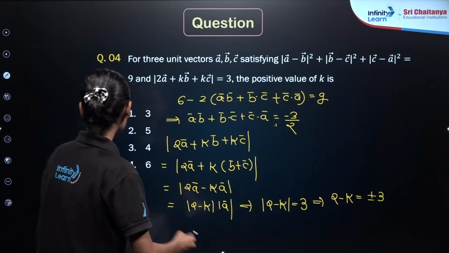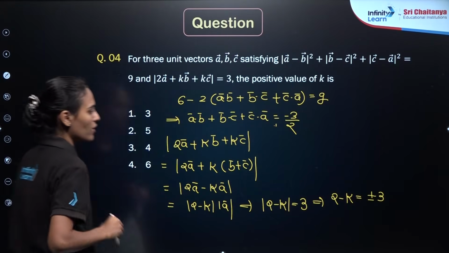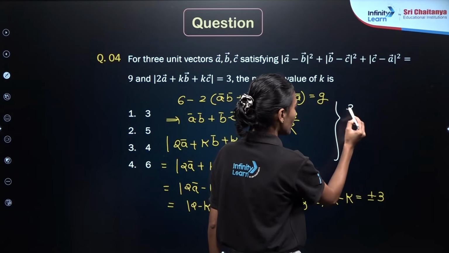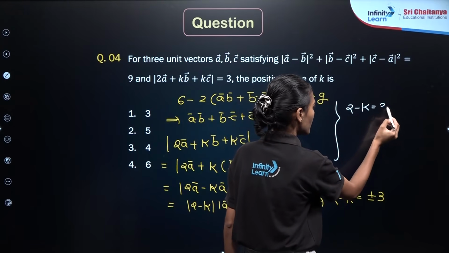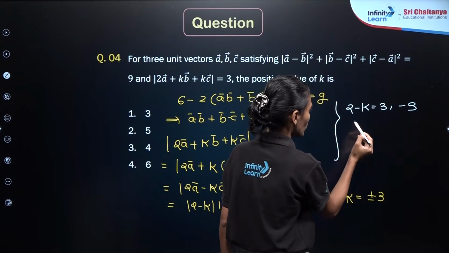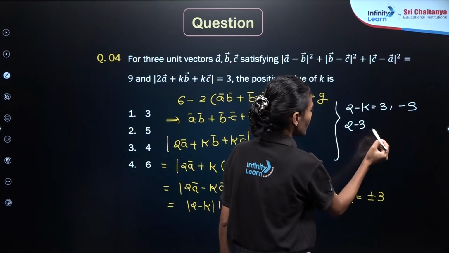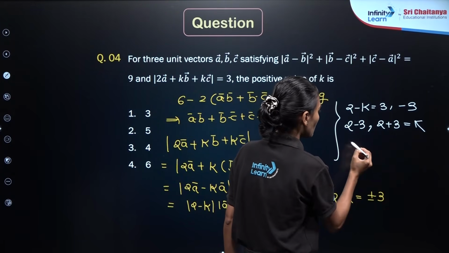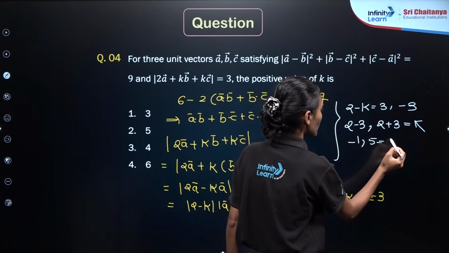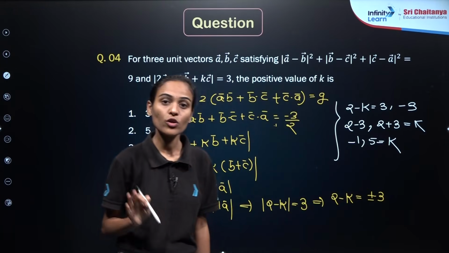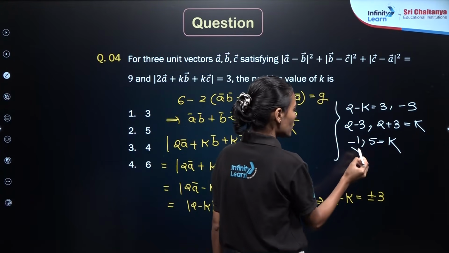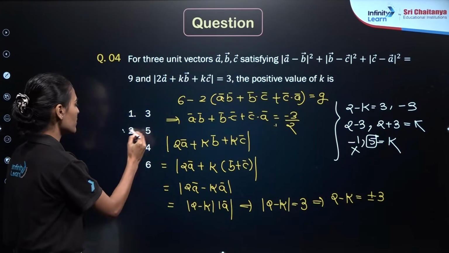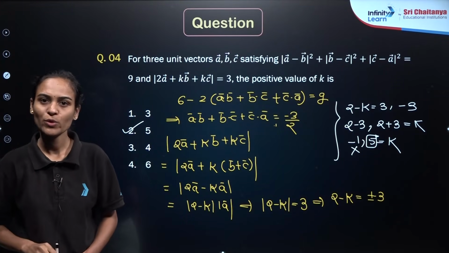Right? Now you separately find what are the possible values. So you will get 2 minus k as 3 and then minus 3. So you will get 2 minus 3 and 2 plus 3 as k. So minus 1 and 5 are the possible values of k. But they are asking what? Positive value of k. So minus 1 is rejected, 5 is included. Answer is 5. So here option 2 is correct. In this way you can approach this question.